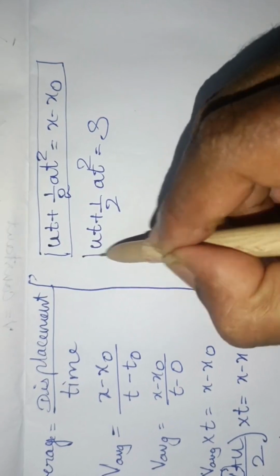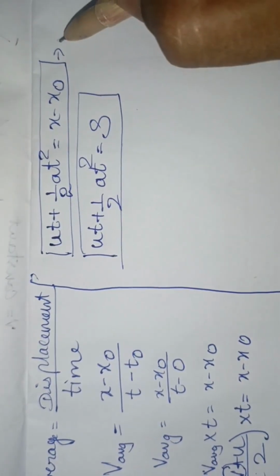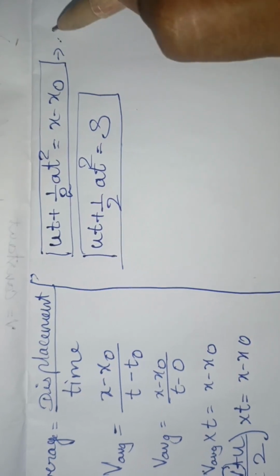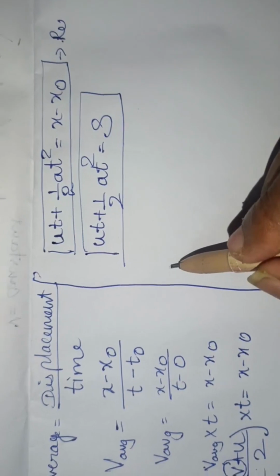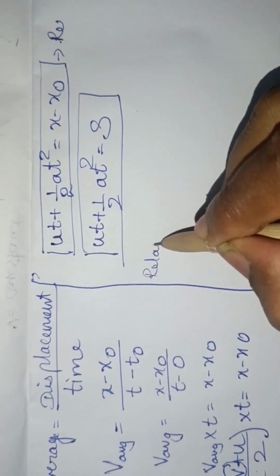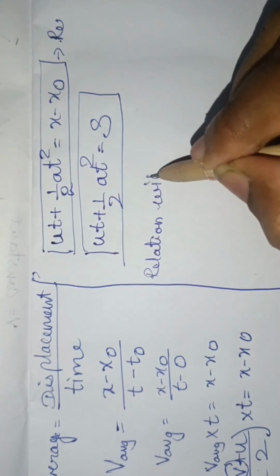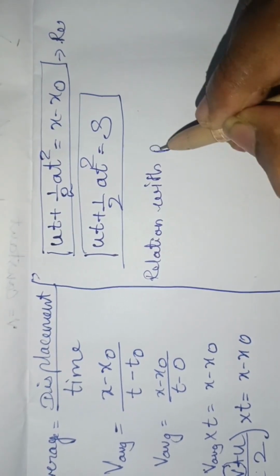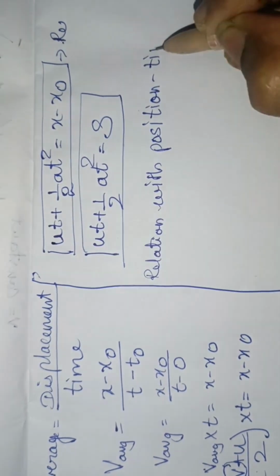So how would we call this equation, sir? And what do we name this equation there? This equation will be called as the relation between, I'll write it here, relation with position and the time. Relation with the position as well as the time.